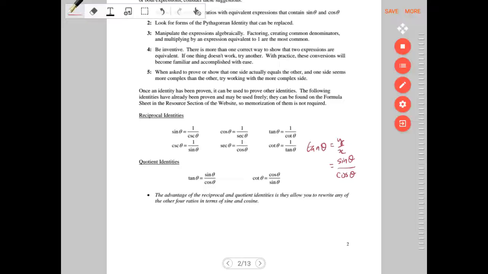And of course, the reciprocal is also true, so if tan is sine over cos, then cotangent must be cos over sine. The advantage of the reciprocal and quotient identities is they allow you to rewrite any of the other four ratios in terms of sine and cosine. Most of your trig identities are going to be in terms of sine and cosine, so the more often you can write them in those terms, the easier this will be.